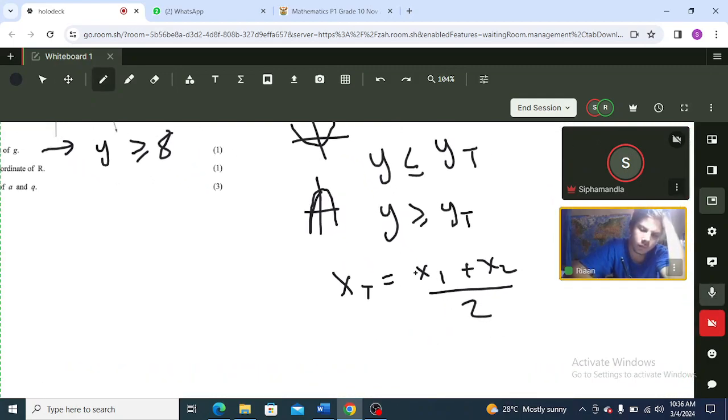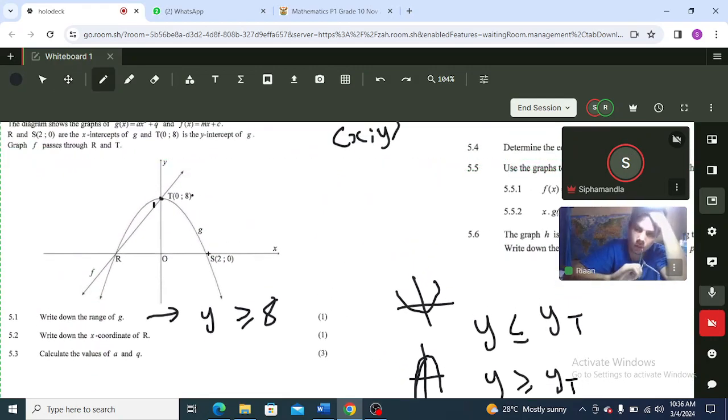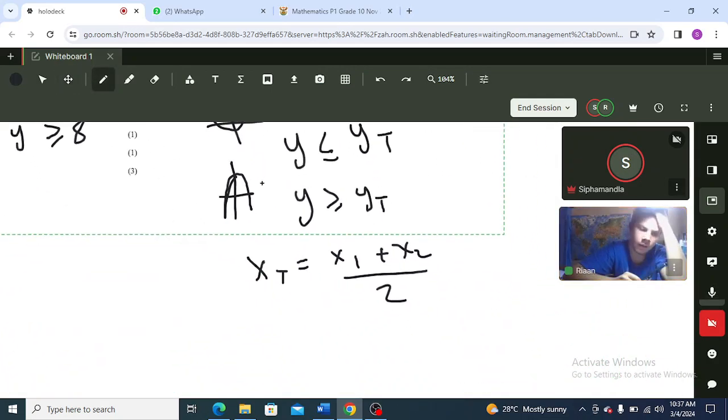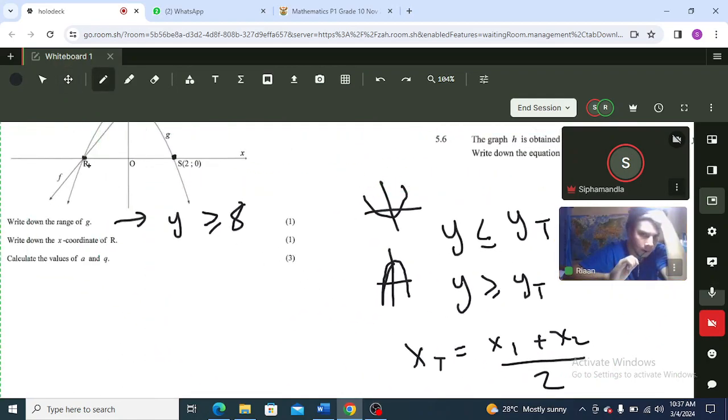So I said to you, x1 and x2 are just the x-intercepts of the given quadratic function. These are the values over here. Now, if you look at the turning point, we already have xt. xt is 0, so I can plug in xt here as 0 equal to x1. I will assume that this side is my x1, and my x2 is over here.